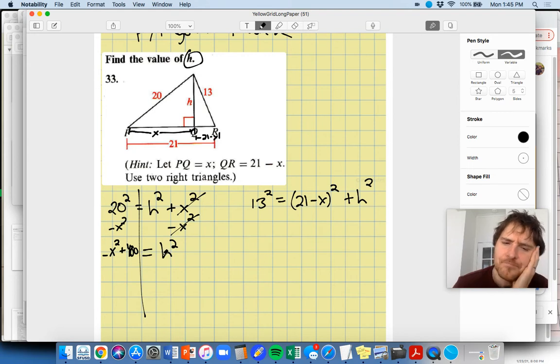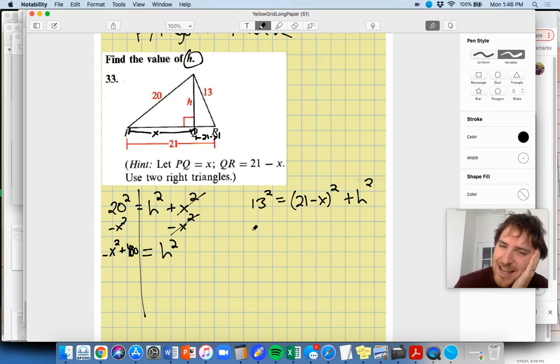Wait a second. This is a system, isn't it? I have an equation that I know is true based on this left right triangle, and an equation over here that I know is true based on this right triangle. I just have to solve the system. I have h squared isolated here. I know h squared equals negative x squared plus 400, because I just isolated it.